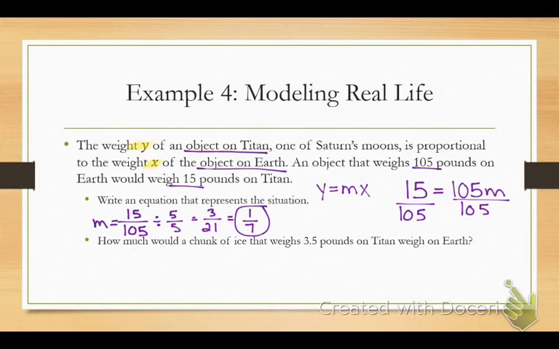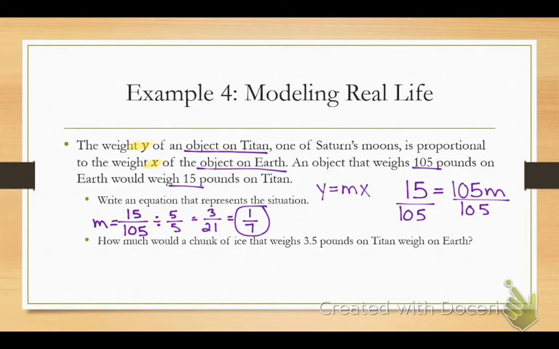You see that? Okay. So remember what X stood for. So an object on Titan, do you guys agree that Y was Titan? Yes. Is going to be 1/7 of the object on Earth. That's the interpretation of the slope. Whenever I ask you to interpret the slope, I want you to show me how that value connects X and Y. Do you see how we did that? That the weight on Titan will be 1/7 of the weight on Earth.